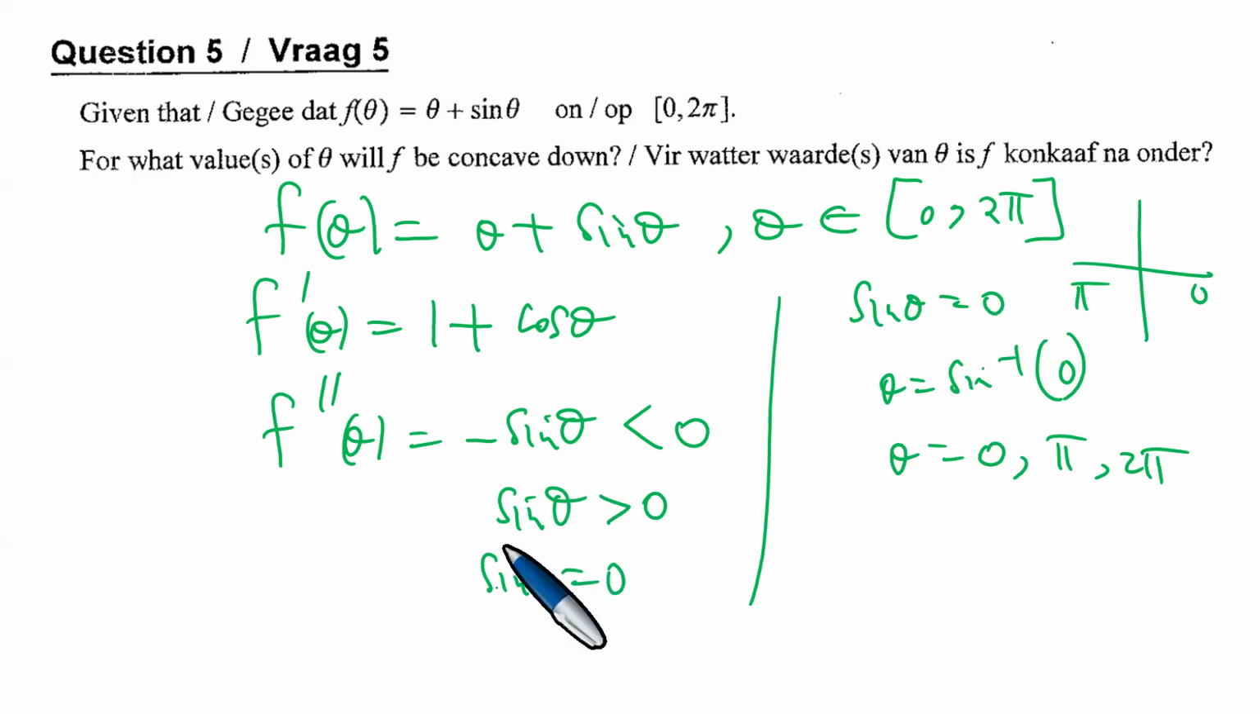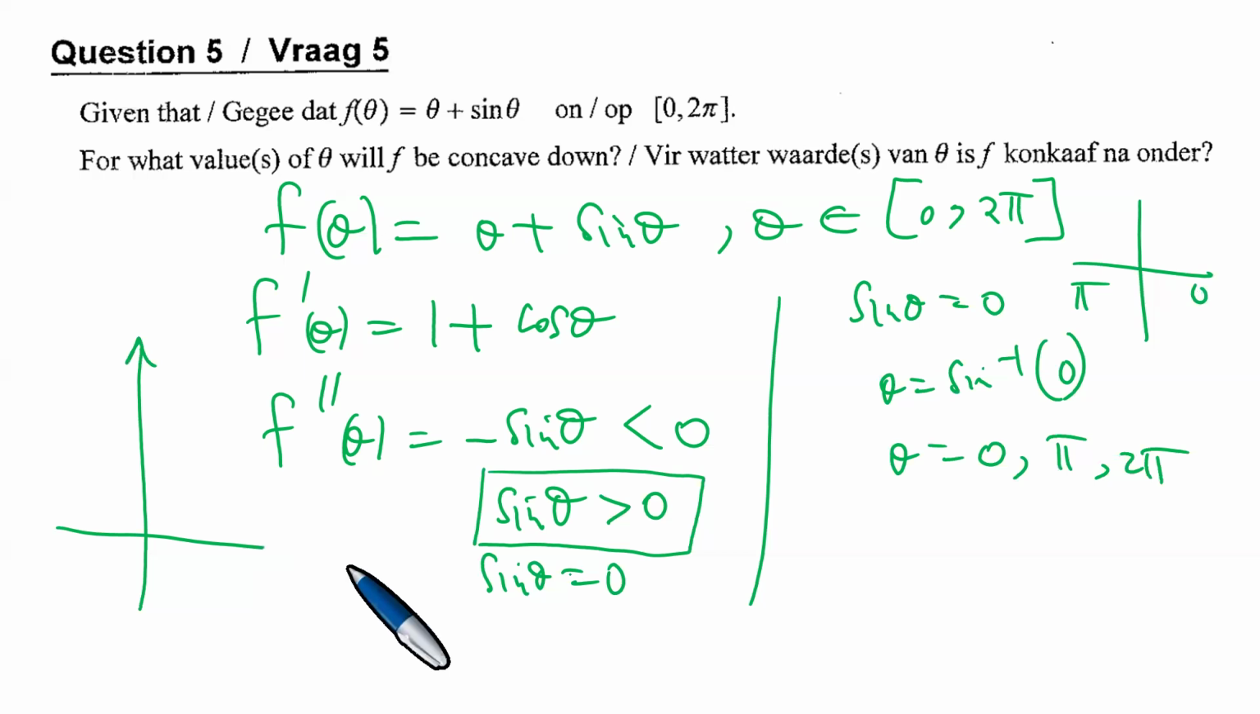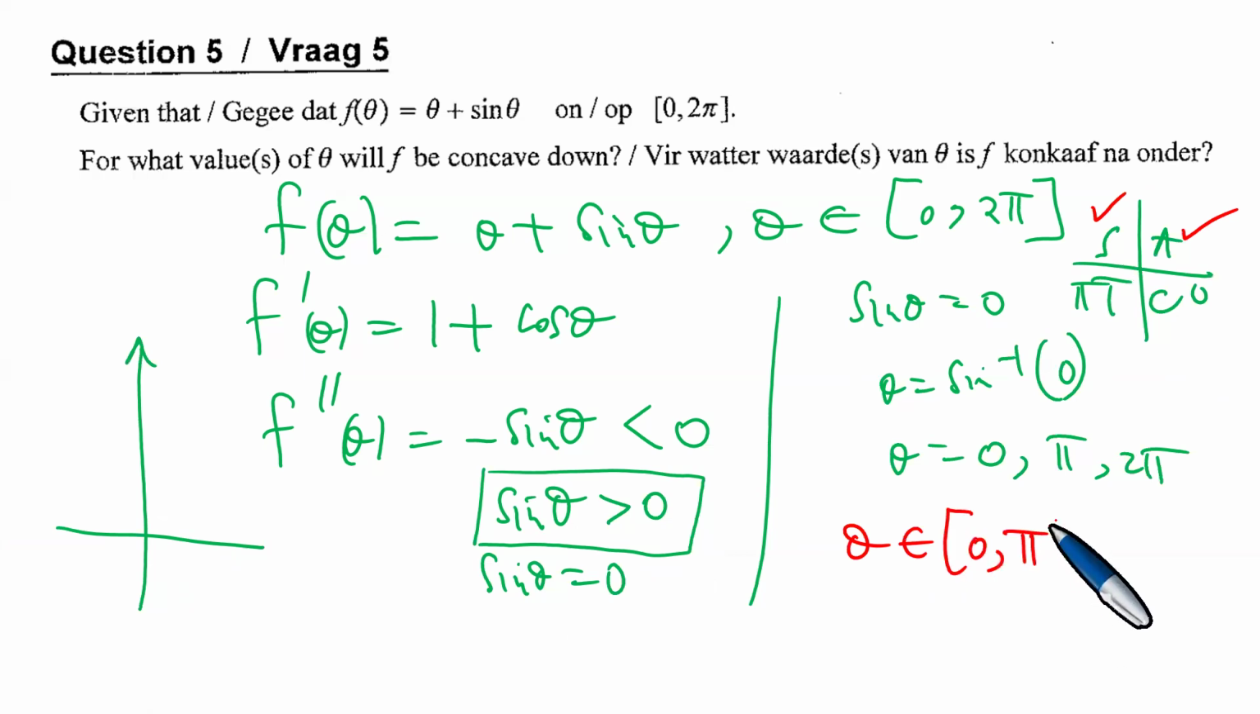Now we're interested in the parts where this actually becomes greater than 0. So you can look at the sine graph a little bit, or you can look at the CAST diagram here. Because of the CAST diagram, you can tick the quadrants where the sine is positive. So you're able to see, therefore, that sine theta is positive between 0 and pi.